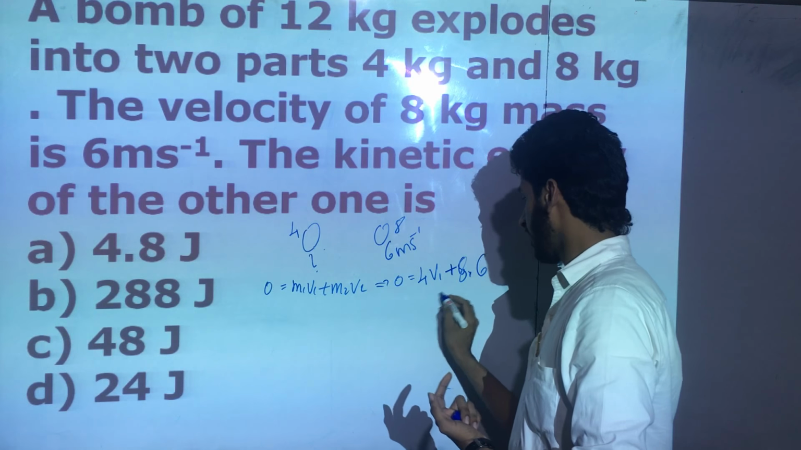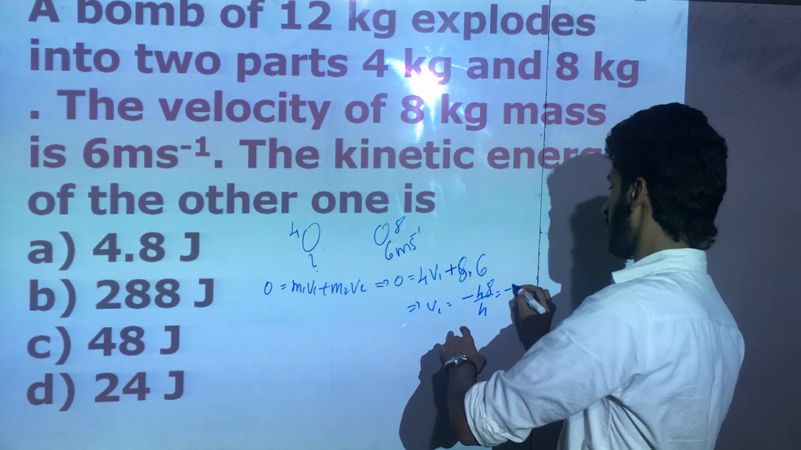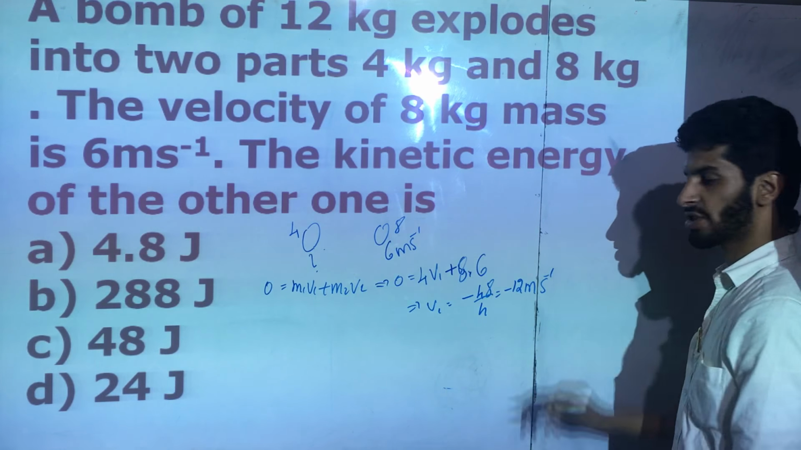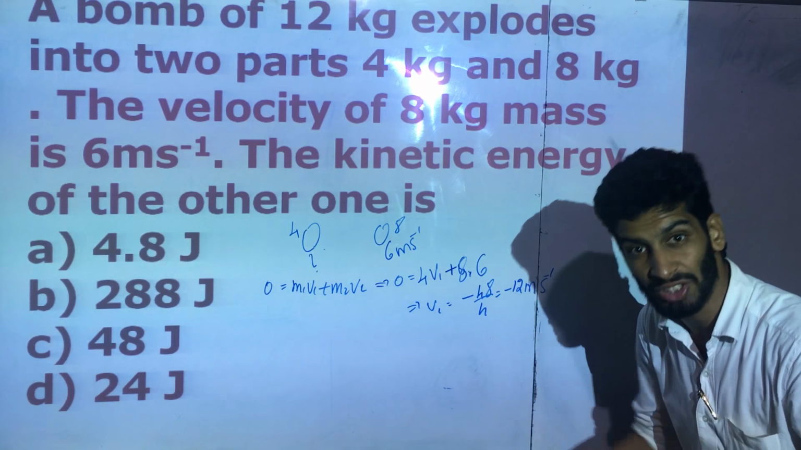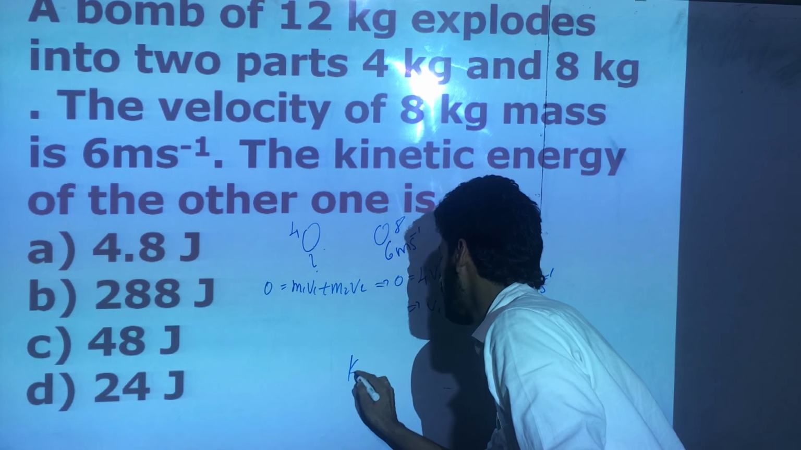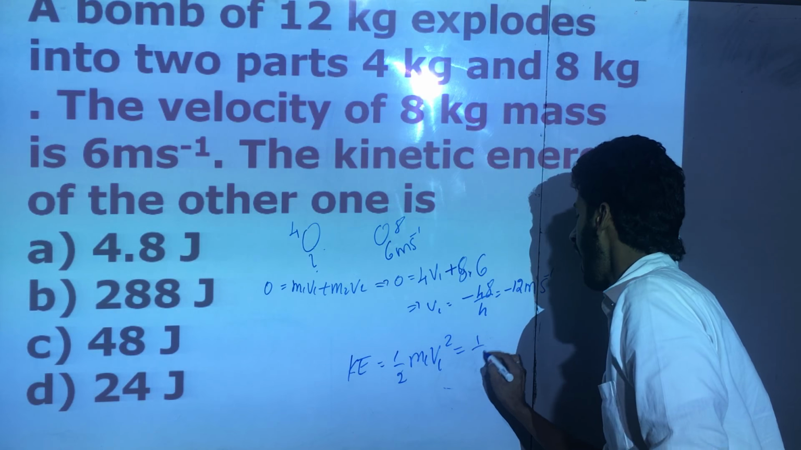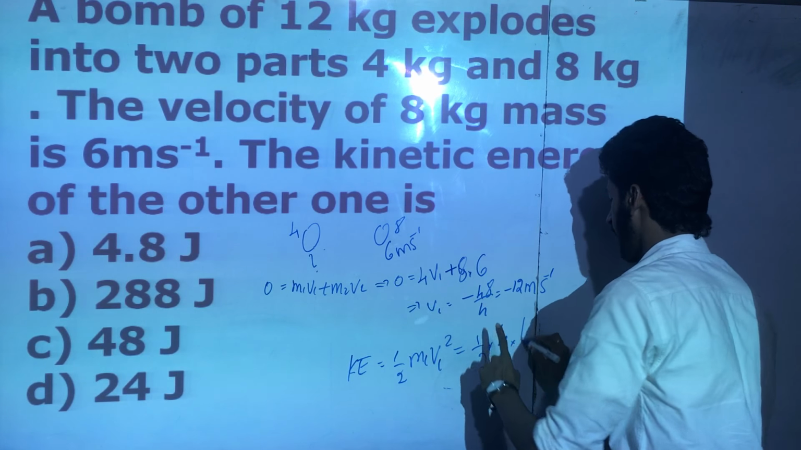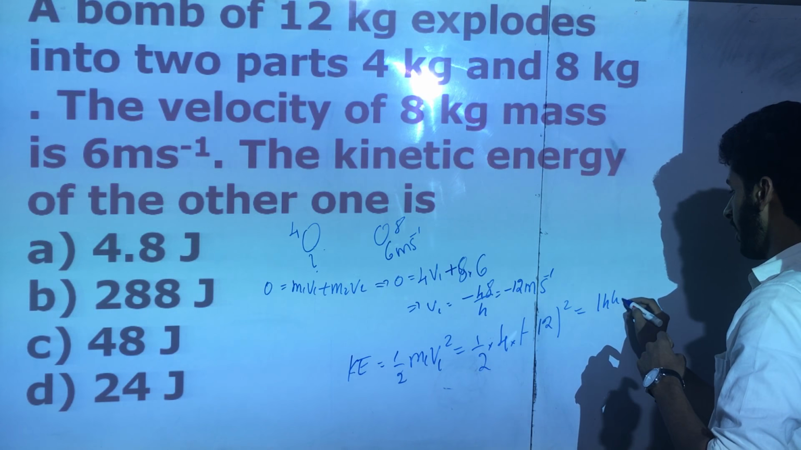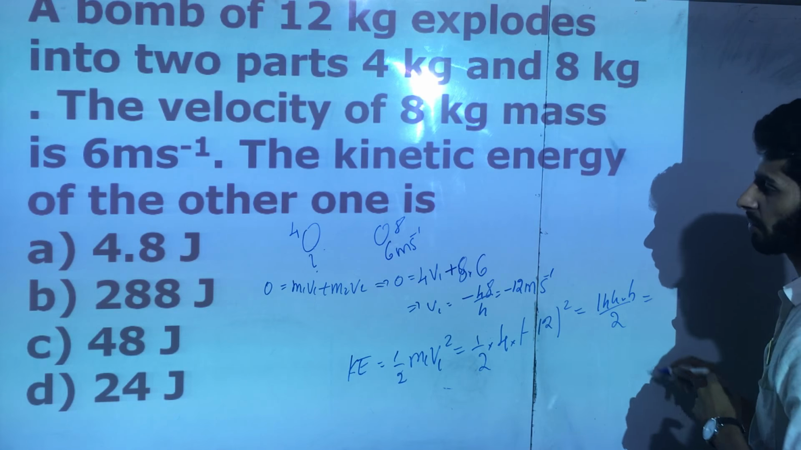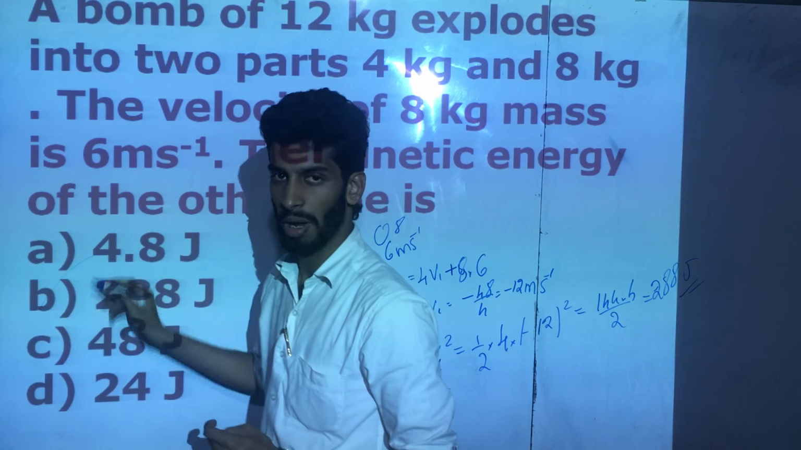So good news here. That implies v1 is equal to minus 48 by 4, that implies minus 12 meters per second. That's what I got for the speed of the 4 kilogram mass. But what they ask is the kinetic energy of that one. So kinetic energy of the 4 kilogram is half m1 v1 squared. That is half, mass is 4 kilogram, velocity is minus 12 whole squared. So it is 144 into 4 by 2, which will give you the value 288 joules. So the option is B.